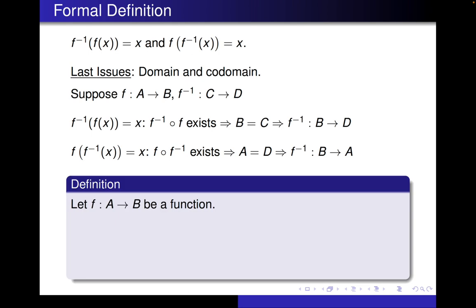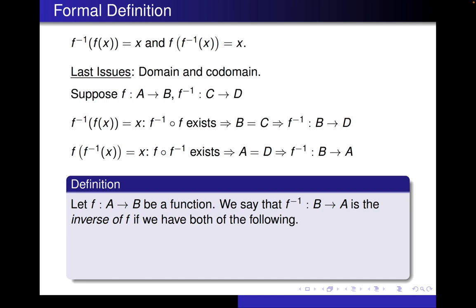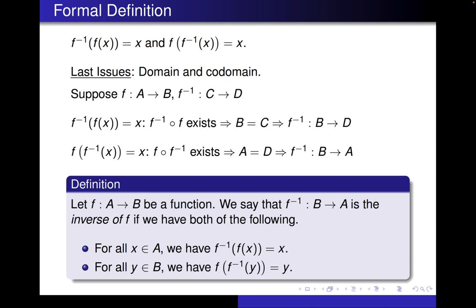So what do we have? Well, here's our definition of inverse. Let f from a to b be a function. We say that f inverse from b to a, due to our analysis above, is the inverse of f if we have both of the following. For all x in a, we have f inverse of f of x equal to x. And I'm going to use a different variable, y, since it's in a different set. So for all y in b, we have f of f inverse of y equal to y.